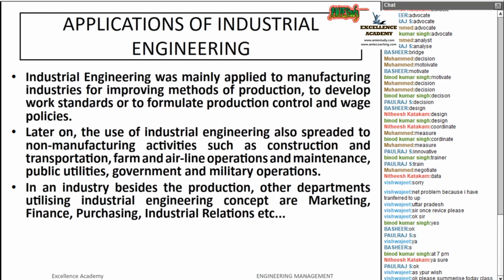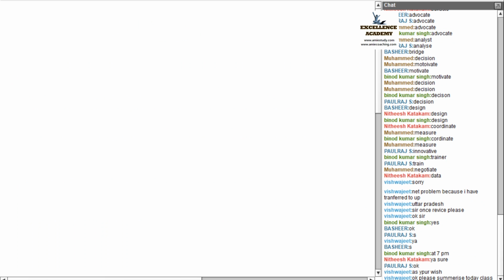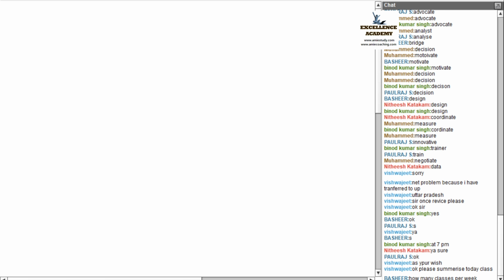Okay, I shall summarize the class. I shall take a whiteboard to summarize the class. I want all of your help to summarize what we discussed today. First of all, we dealt with engineering management. What is the basic function of engineering management? One minute, I shall write it there. Engineering management.